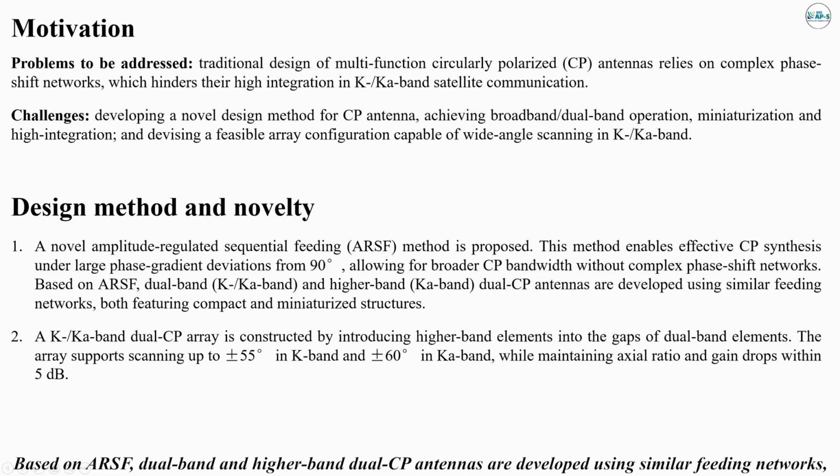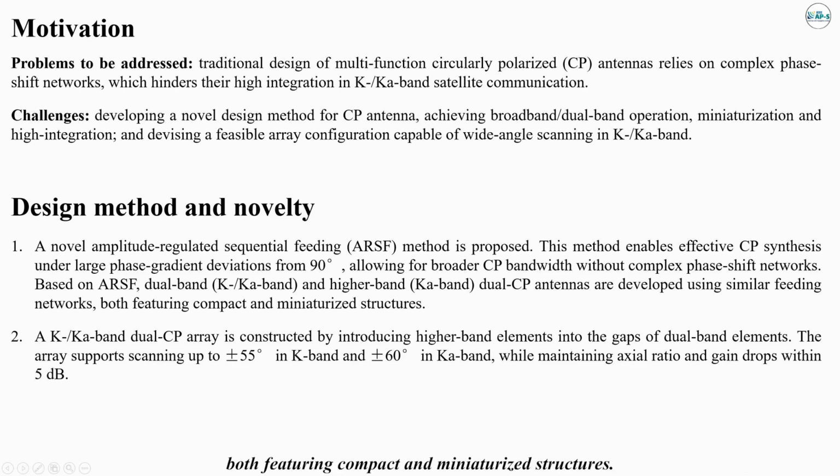Based on ARSF, dual-band and higher-band dual CP antennas are developed using similar feeding networks, both featuring compact and miniaturized structures. Then, a K and Ka-band dual CP array is constructed by introducing higher band elements into the gaps of dual band elements. The array supports scanning up to over plus or minus 55 degrees in K and Ka band, while maintaining axial ratio and gain drops within 5 decibels.